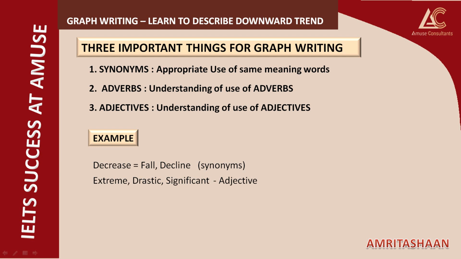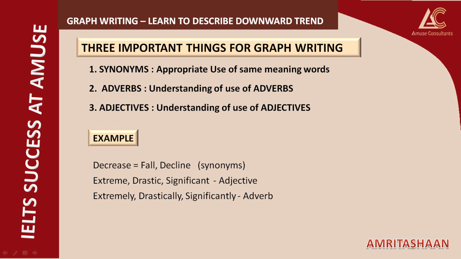Now if you want to talk about fall, and if you say that it was an extreme fall, it was a drastic decline, it was a significant decrease, then you are making use of adjectives because you are telling the volume of that particular movement.